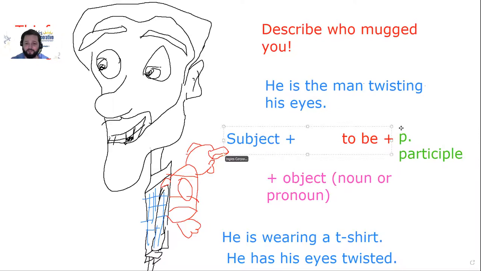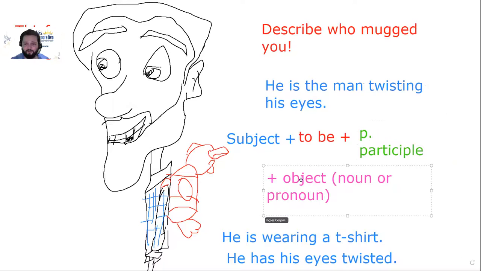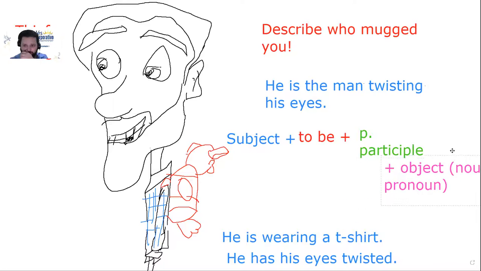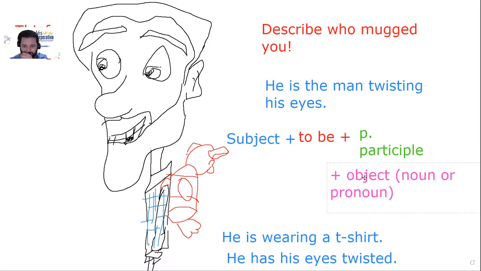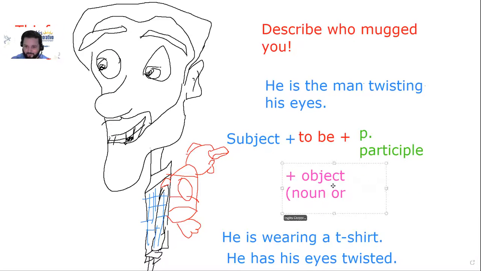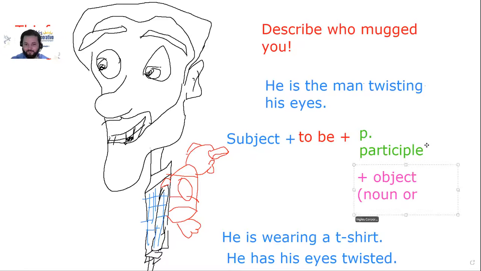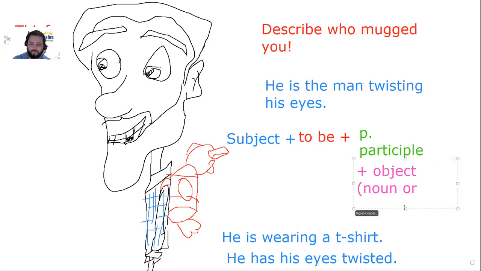Write it down because this is how you're going to learn the exact way to pronounce this. So this is the structure, right? Subject plus the verb be plus present participle plus object or a noun or pronoun.